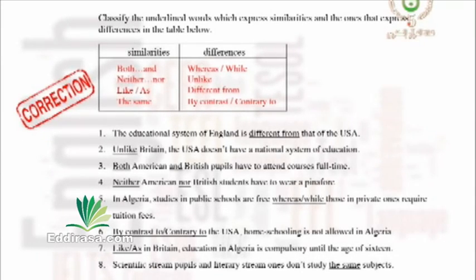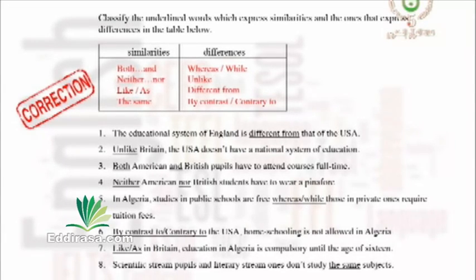So with both and. Sentence 4. Neither nor. Yes, this time again it expresses a similarity but in the negative form. Sentence 5. Whereas and while. Yes, they are used to express a difference. Sentence 6. By contrast to or contrary to. Of course, this is to express a difference.